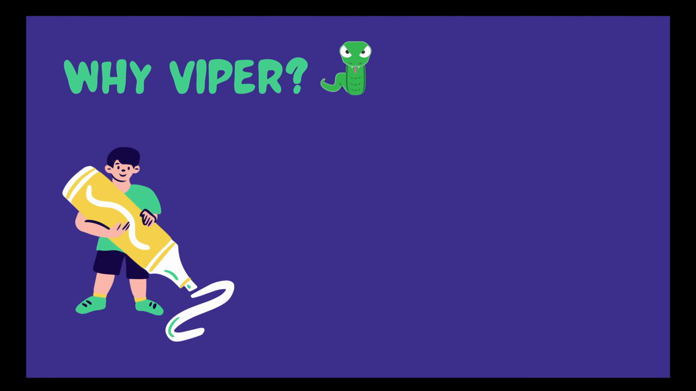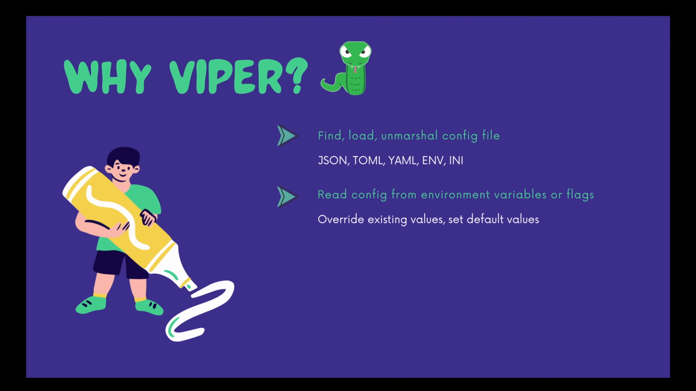Viper is a very popular Golang package for this purpose. It can find, load, and unmarshal values from a config file. It supports many types of files such as JSON, TOML, YAML, and INI. It can also read values from environment variables or command line flags. It gives us the ability to set or override default values.